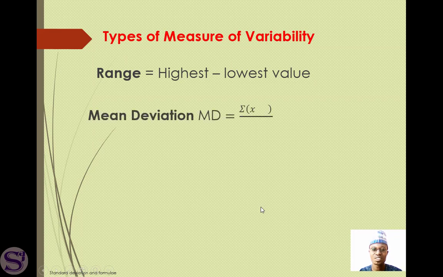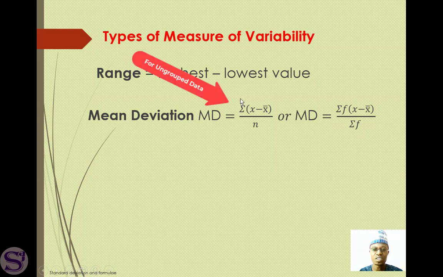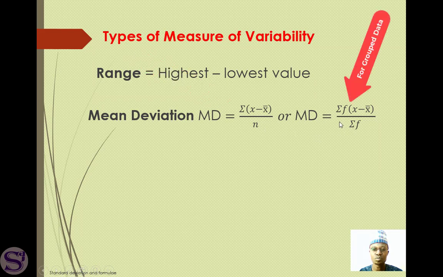Then the second measure of variability is the mean deviation. The mean deviation is just the summation of the deviation from the mean divided by the number of entries. In other words, it is determined by taking the average distance or average deviation of the data set. This is when the data is ungrouped. But when the data is grouped, it is determined using the summation of the frequency times the deviation from the mean, divided by the summation of the frequency.